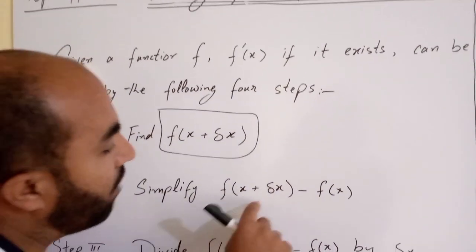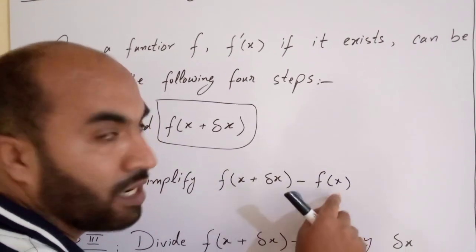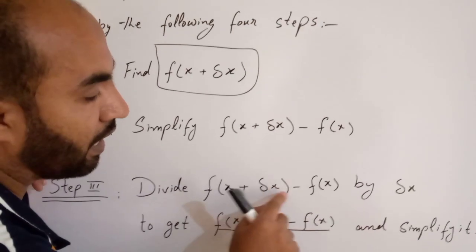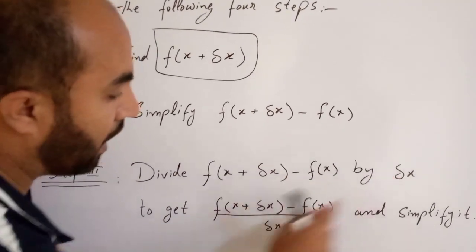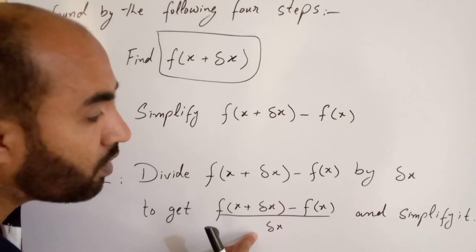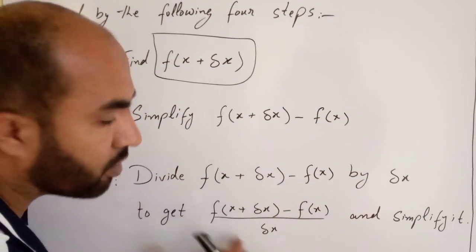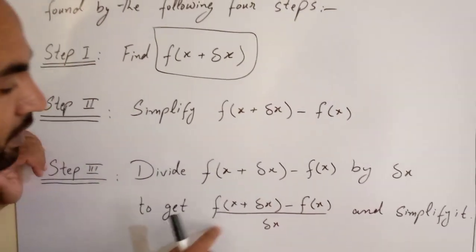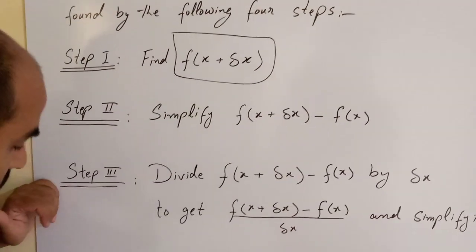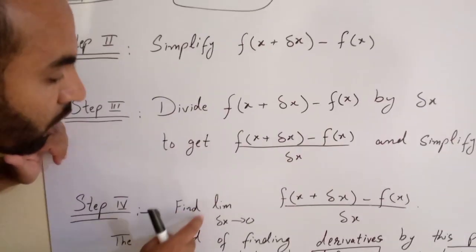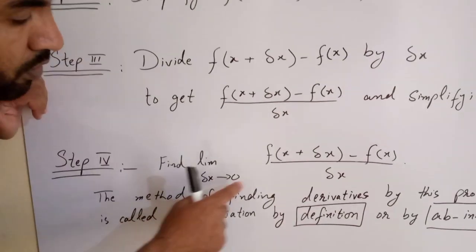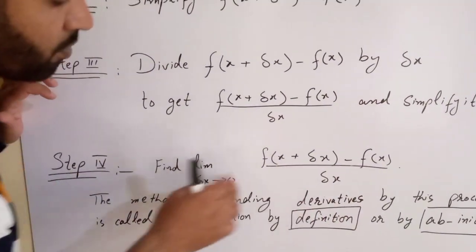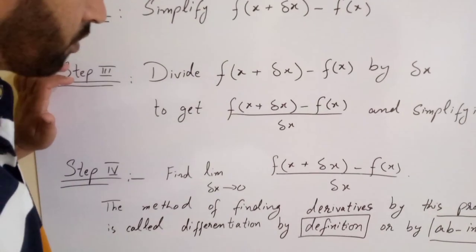In the next step we have to divide this term by delta x. In step 3, divide f of x plus delta x minus f of x by delta x, in this way. We can simplify some terms in this step, and in the next step we apply the limit. In step 4, apply the limit as delta x tends to 0 of f of x plus delta x minus f of x over delta x. After applying the limit, we will find the derivative of a function.